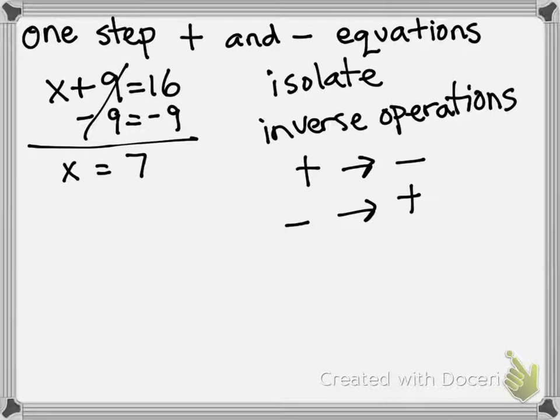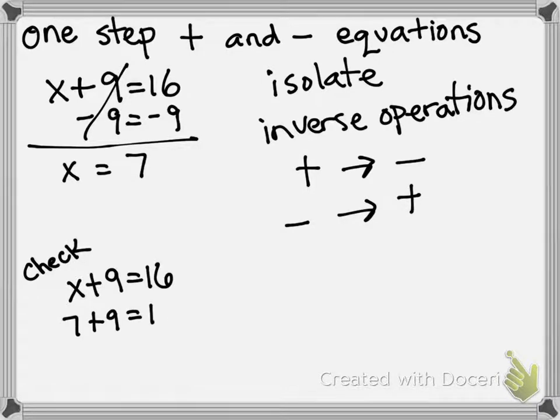However, before we decide this is actually the answer, we need to check our calculations. To check, we rewrite the equation x plus 9 equals 16. We substitute the 7 in for the x. 7 plus 9 equals 16. Is 7 plus 9 16? Yes. Then the answer, x equals 7, is true.